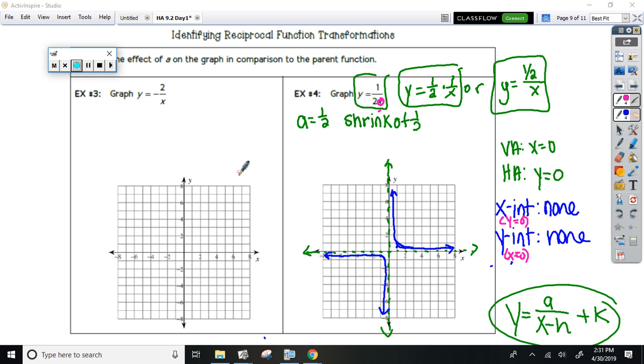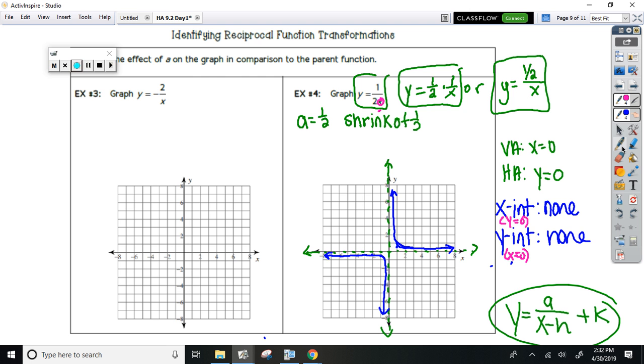Wanted to jump on and do a couple of the examples we did not get to in class today, in case any of you are struggling. So I was going to do example 3 and the closure. Example 3 asks us to describe the effect of A on the graph in comparison to the parent function.